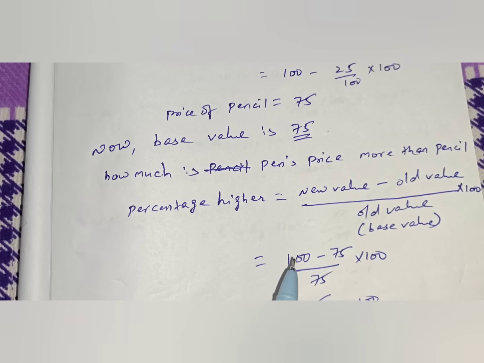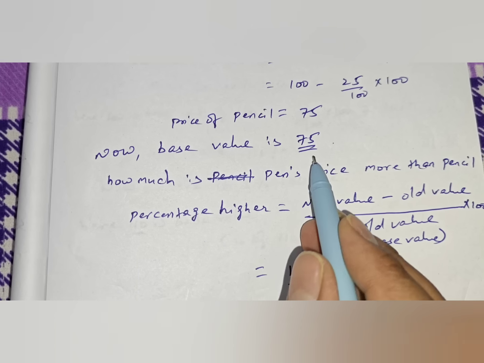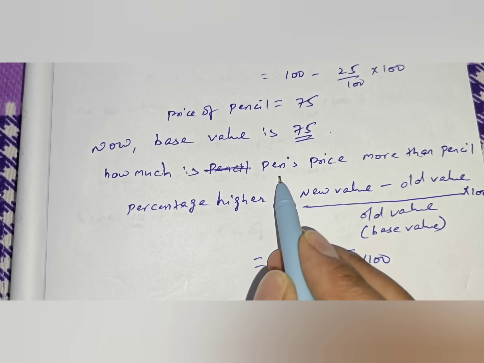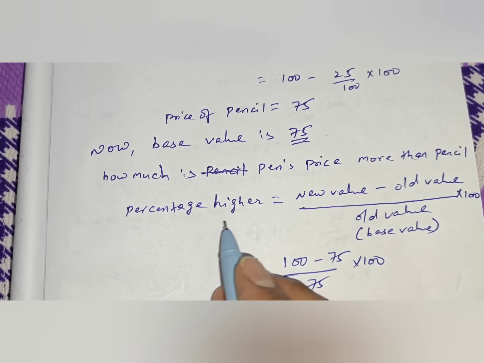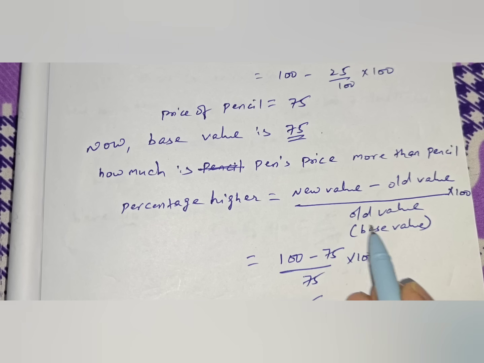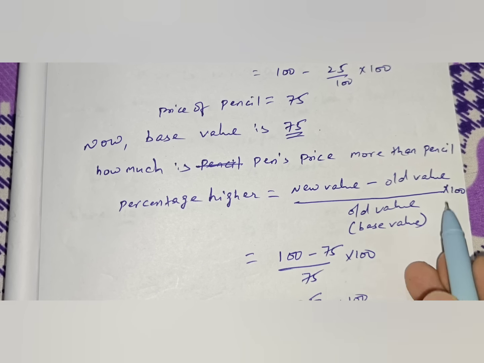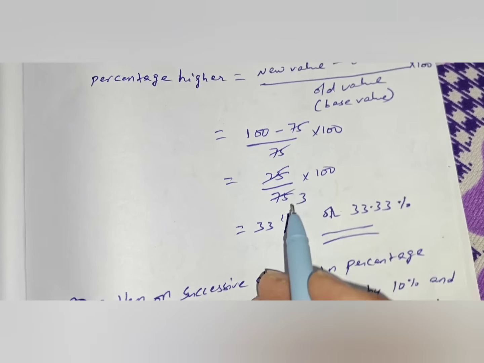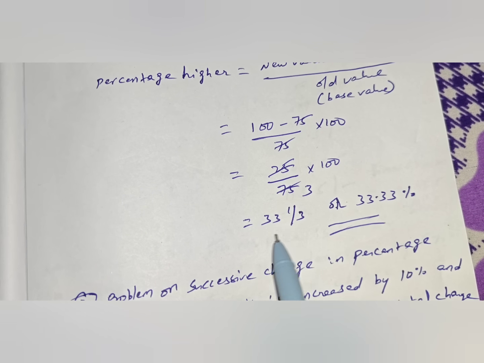Now how much is the pen's price more than that of pencil? Percentage higher is equal to new value minus old value by old value, or the base value, into 100. As discussed earlier, 100 minus 75 by 75 into 100, so it comes to 33 1 by 3 or 33.33 percentage.